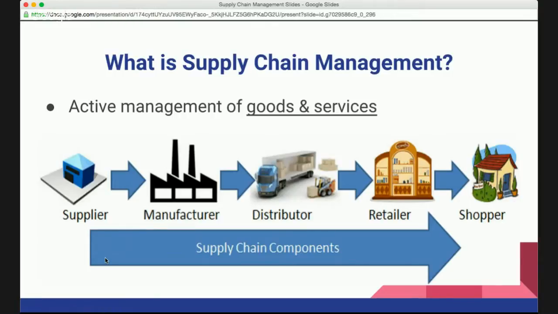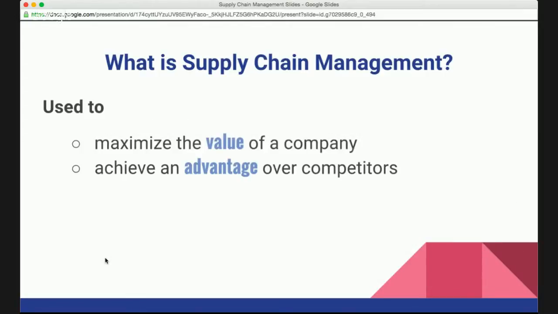First of all, I would like you to imagine a chain link fence. It connects many small parts to each other to make one big object. This is metaphorical for what a supply chain is. So a supply chain is the active management of goods and services. As we can see in this image, it starts with the supplier and it ends with the shopper. Supply chain management is used to maximize the value of a company. It is also used to achieve an advantage over competitors in the same industry.